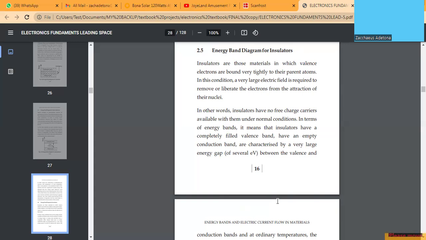So in terms of energy band, insulators have a completely filled valence band and an empty conduction band. And they are characterized by a large energy gap of several electron volts.